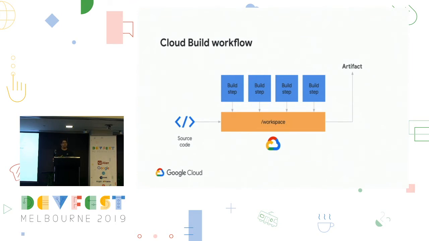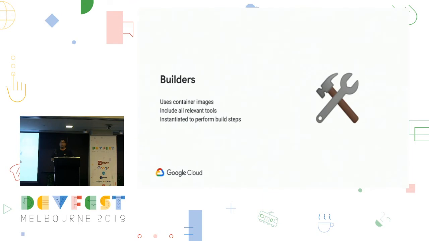Now, in order to do these build steps, we need something to operate on your source code. So just providing your source code obviously isn't enough. You need what's called a builder. In the case of builders within Cloud Build, these are containers. These are container images. For those of you that are not familiar with containers or have only heard the term but aren't really sure what it means, let me use a metaphor of what a container is.